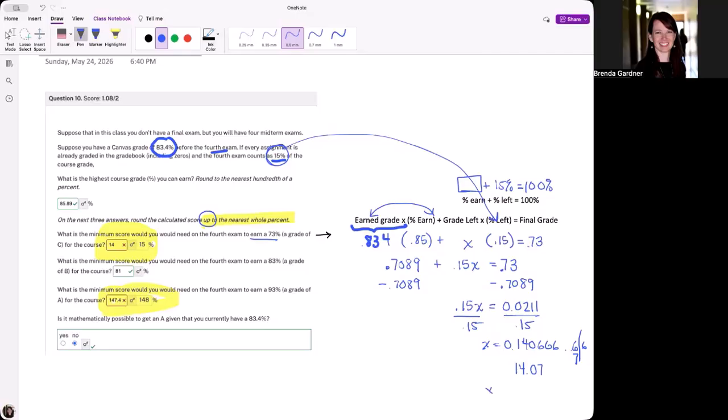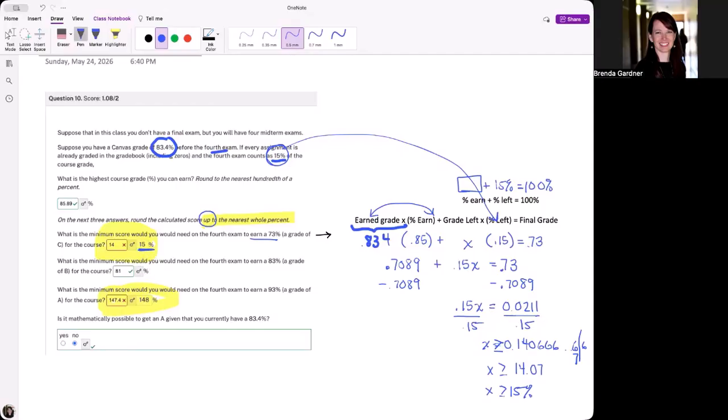Think about this as a greater than sign. It's got to be greater than or equal to. Okay, so we want at least 14.07%, but I'm assuming I can't get a partial percent. Maybe you can, but we're going to assume you can only earn a whole percent. So I must get at least 15%. So that's why the answer is 15.